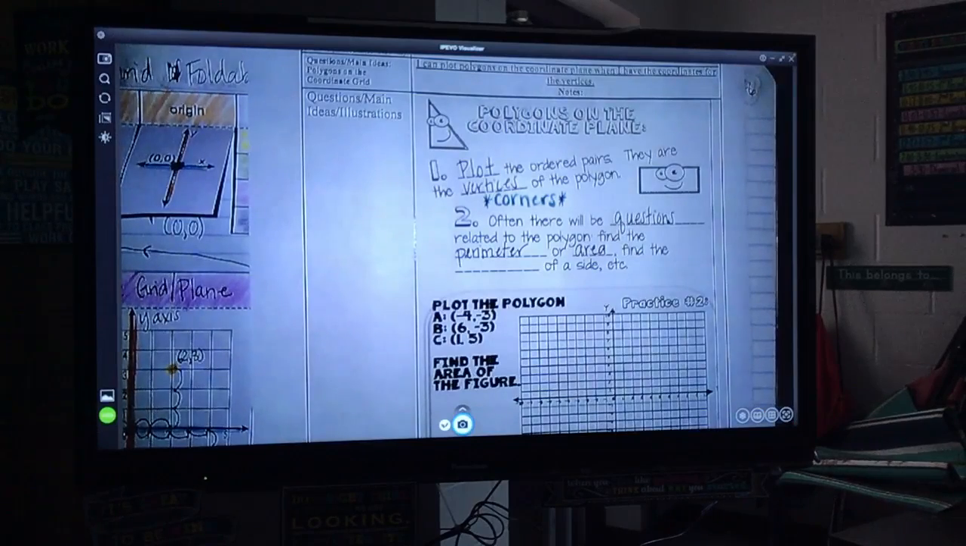Alexa. Exactly. So the grid is not 3D, it's 2D, it's flat. So therefore, you will not be finding surface area, you will not be finding volume. Wait, doesn't polygon mean like a 2D figure? Polygon is a 2-dimensional figure, yes.